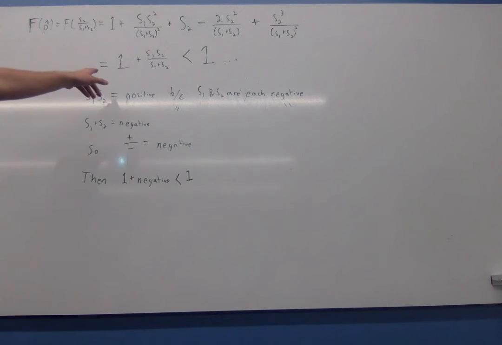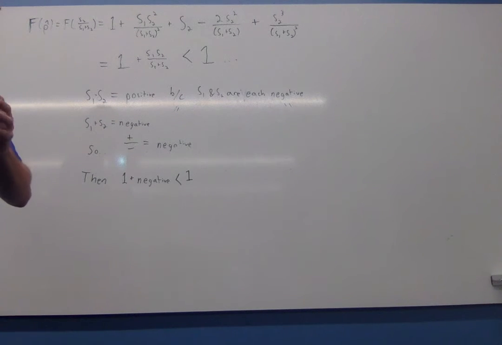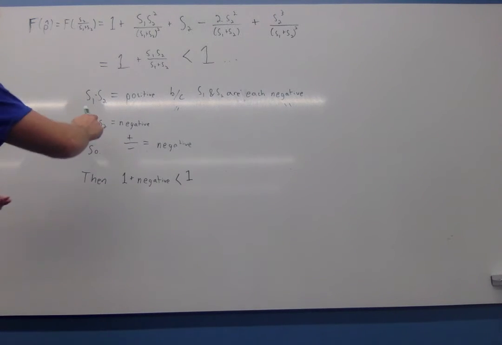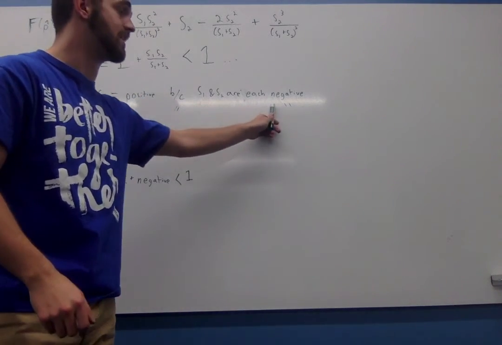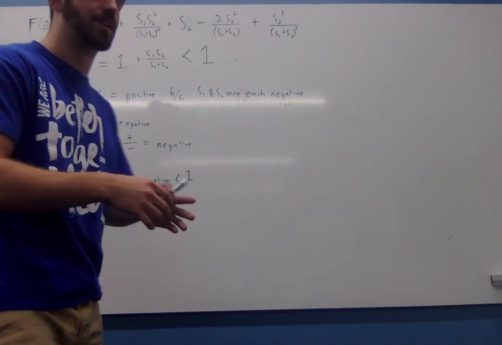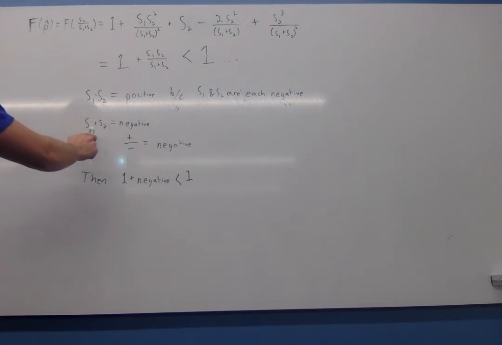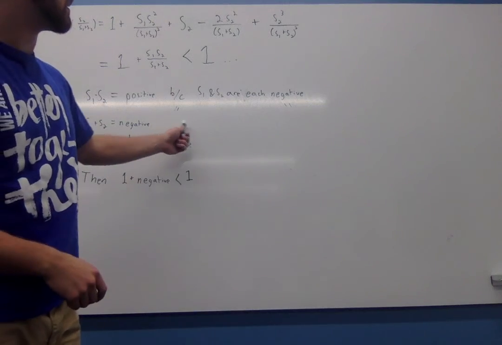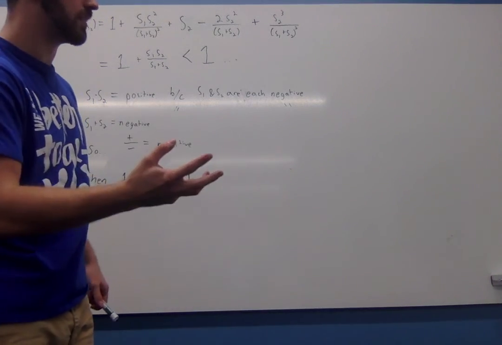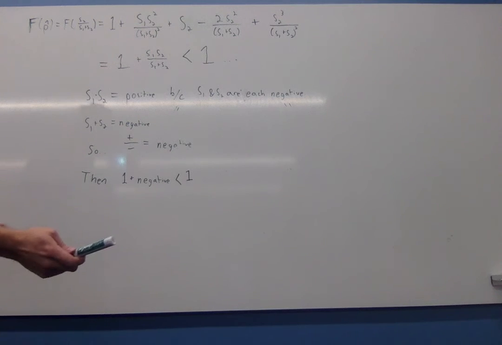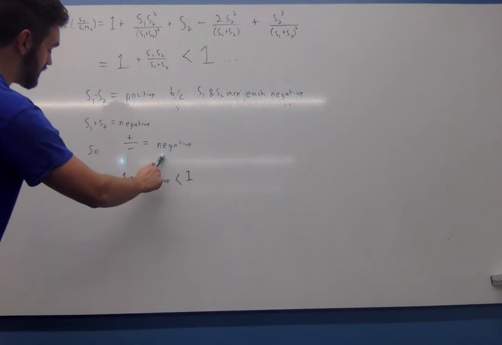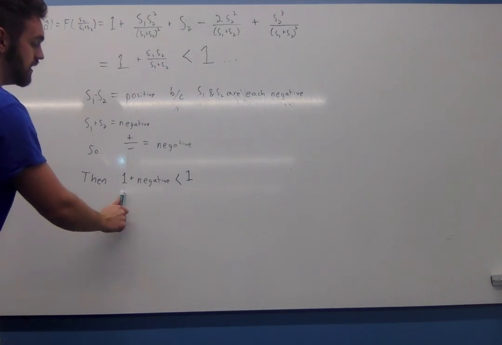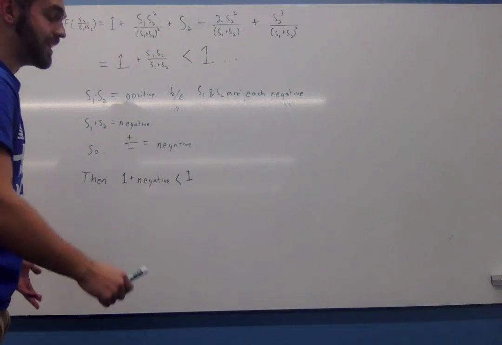And to prove that this 1 plus S1 times S2 over S1 plus S2 is always less than 1, this is because S1 times S2 is always positive because S1 and S2 are each negative. So when we multiply two negatives together, they give us a positive. And then S1 plus S2 is always negative because S1 and S2 are both negative. So when we add two negatives together, it gives us a negative. So ipso facto, if we take a positive and divide it by a negative, we get a negative number. And then if we add 1 to a negative number, we will get a number less than 1.